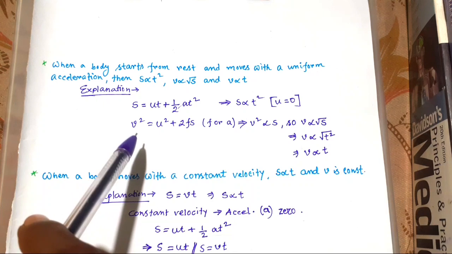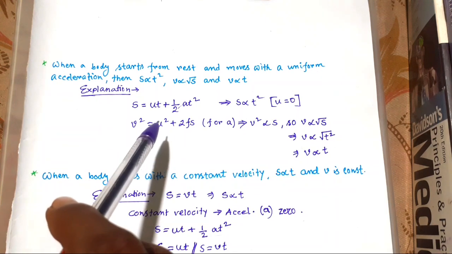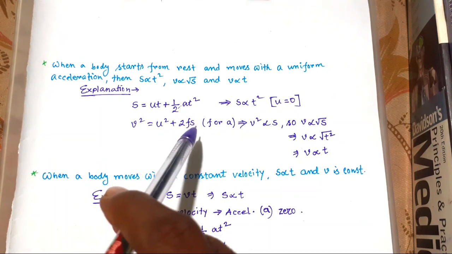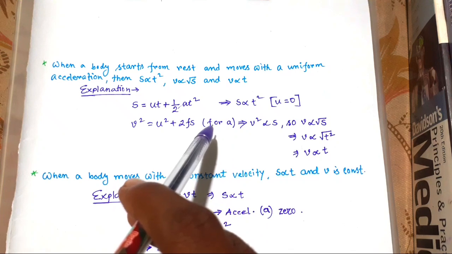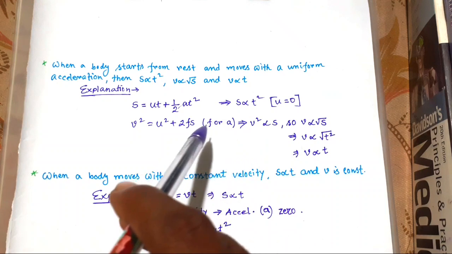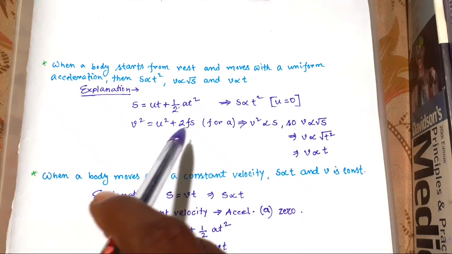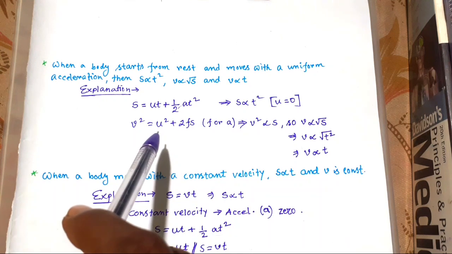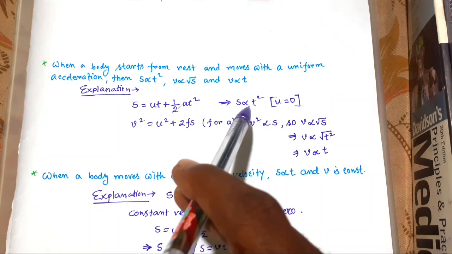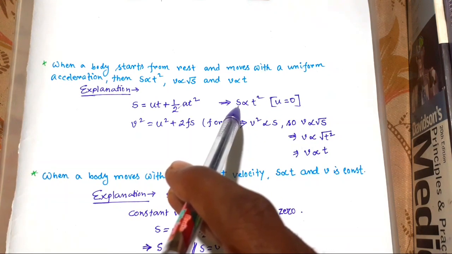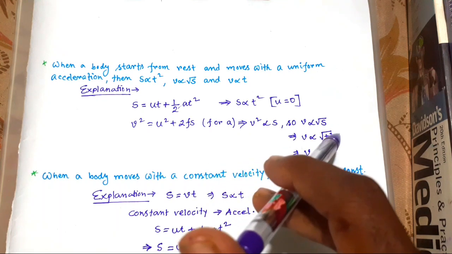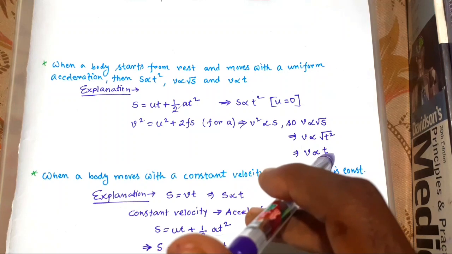And we also know this formula, v square equals u square plus 2as, okay. a is for acceleration. So v square is proportional to s, okay, because here also a is constant and u equals 0. So v is proportional to root s, and from here we got s proportional to t square, so v is proportional to root t square, that is v proportional to t, okay.